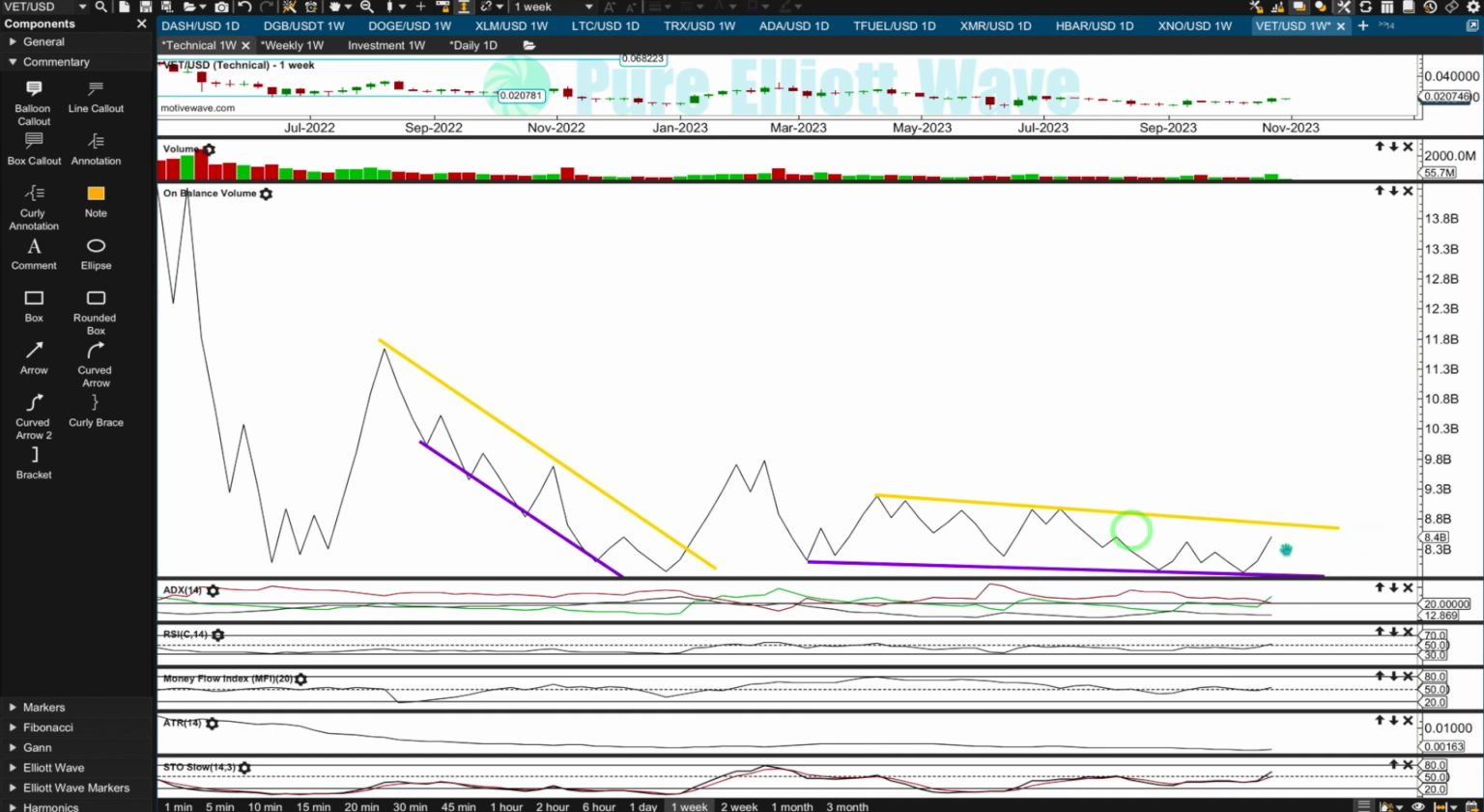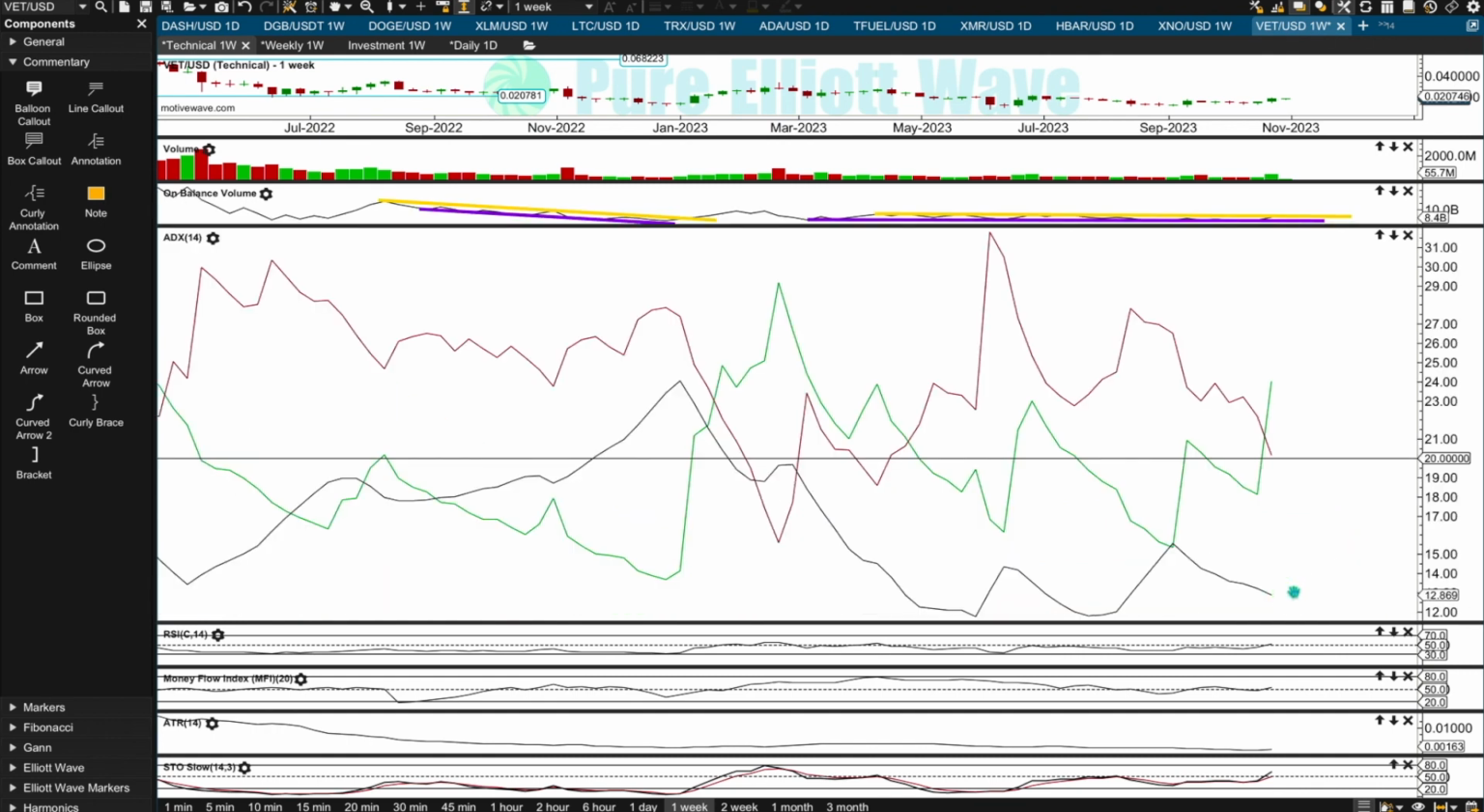Draw your resistance and support lines. Be careful to draw them really accurately. You don't want to bisect any of these peaks. I've put this right on that peak, and I've put this support line right on these lows. A break above resistance would be a reasonable bullish technical signal. If that happened, I would have some reasonable confidence that a low is in place for Vechain.